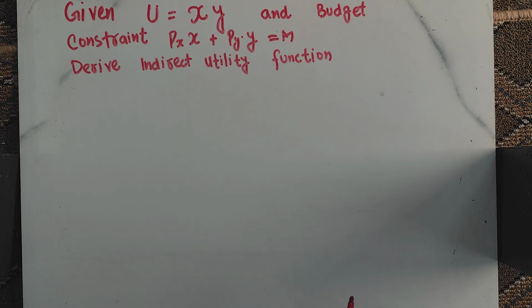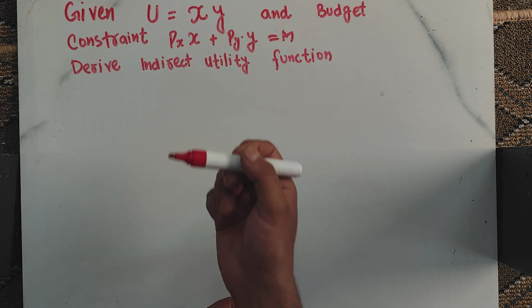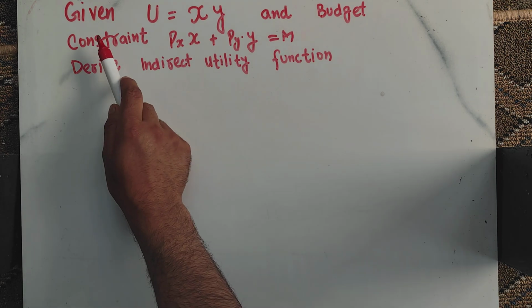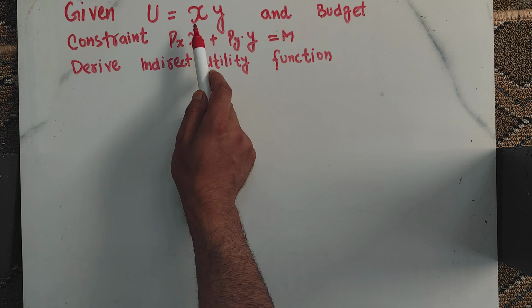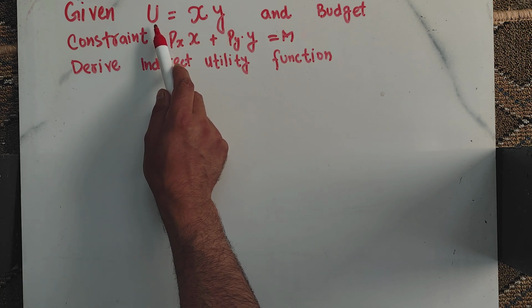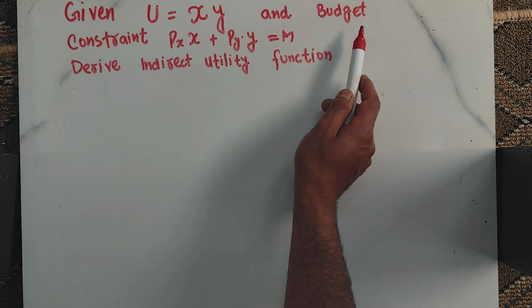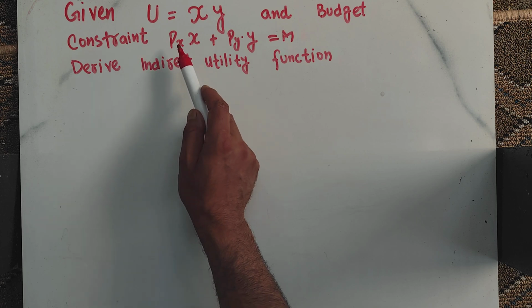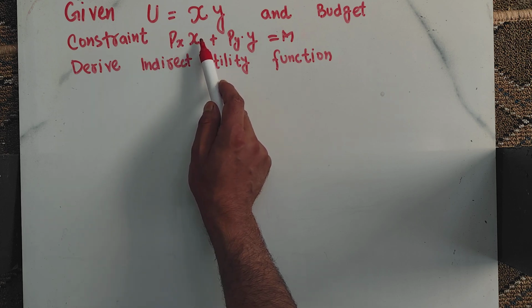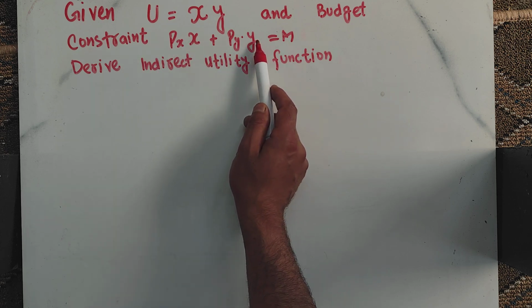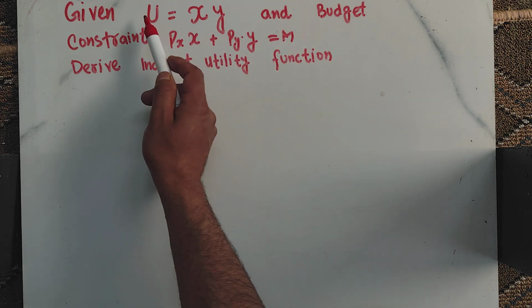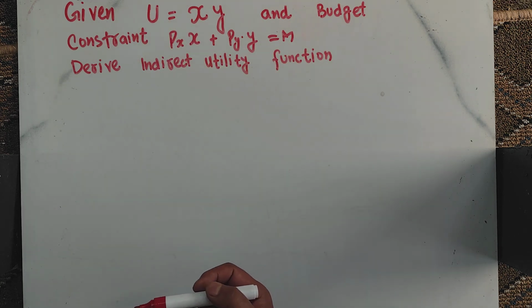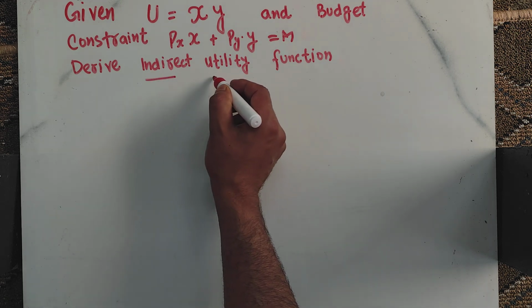In this video, we will learn how to derive the indirect utility function from the given direct utility function and the budget constraint. Given the utility function of the consumer, which is a function of two goods x and y, u is equal to x times y, and the budget constraint of the consumer, that is the price of good x times units of good x plus price of y times units of good y, should be equal to the income of the consumer. This is our budget constraint, this is our direct utility function. We have to derive the indirect utility function.